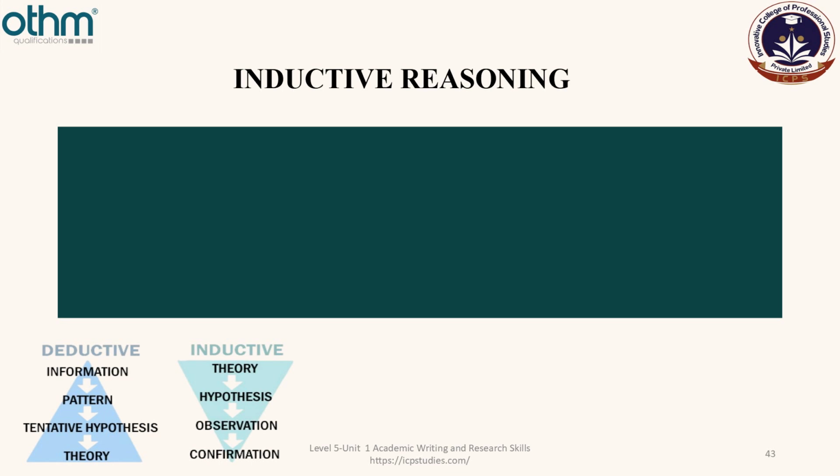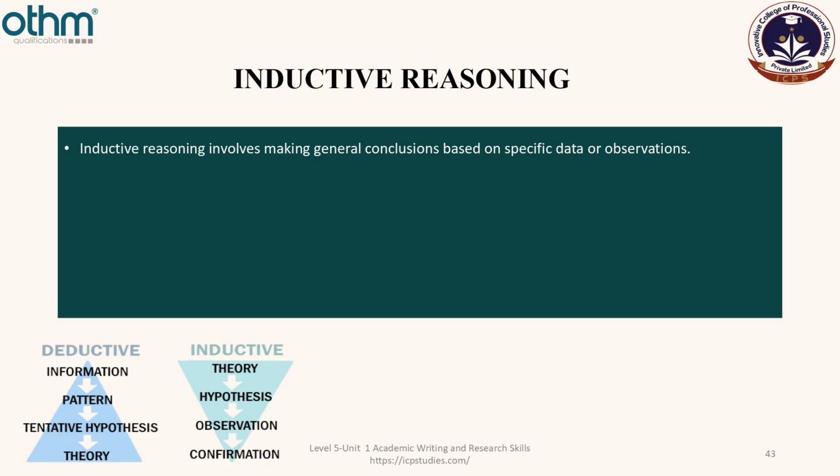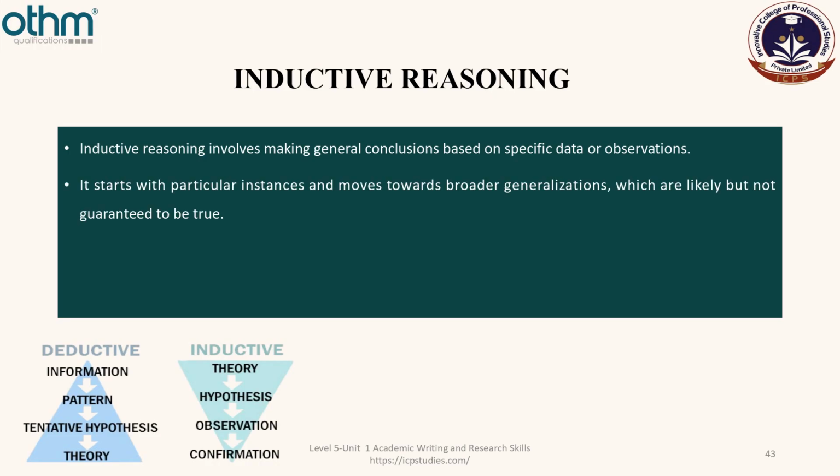And in deductive reasoning, we are deducting the theory. First, we have the theory, we develop the hypothesis, we collect the data and information, and at the end, we will accept or reject our hypothesis. So, what is inductive reasoning? Inductive reasoning always involves making a general conclusion based on specific data or observation. It always starts with particular instances and moves toward broader generalizations, which are likely but not guaranteed to be true.